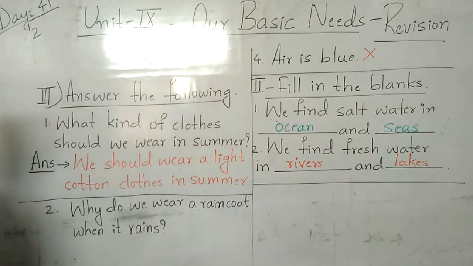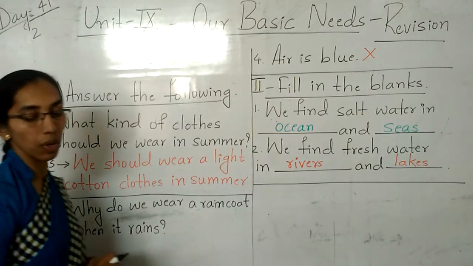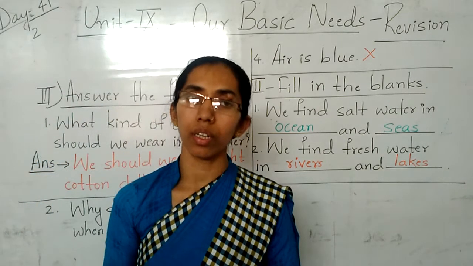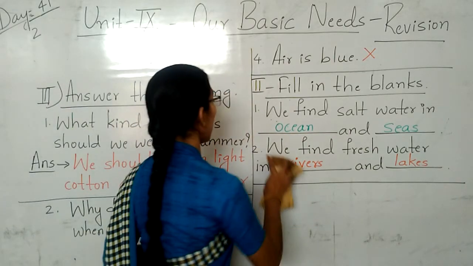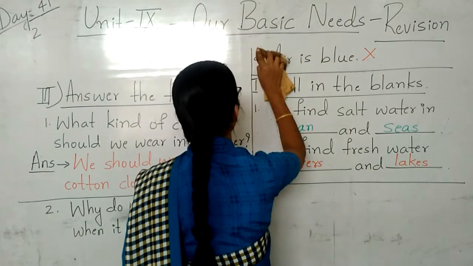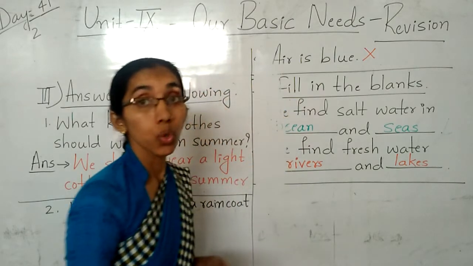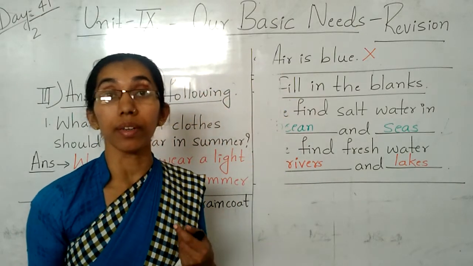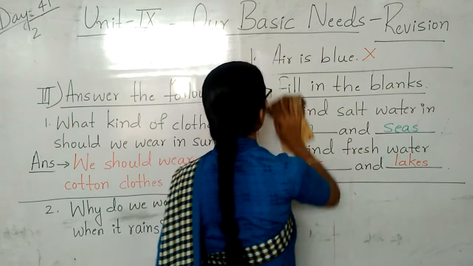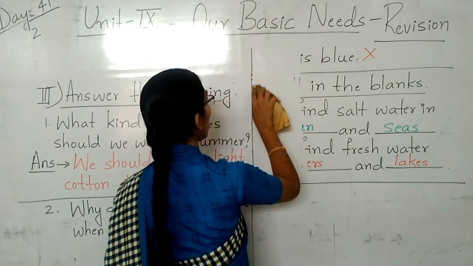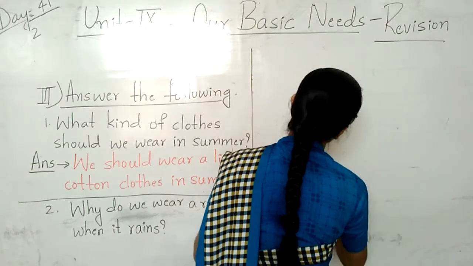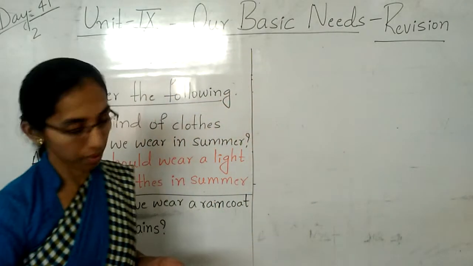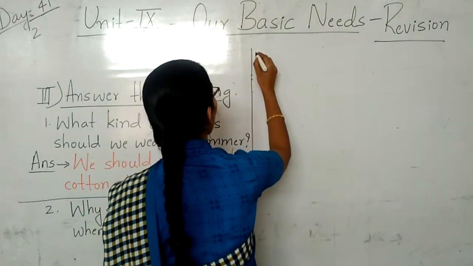Why do we wear a raincoat when it rains, children? Tell me, if it is heavy rainfall outside. Yes, to keep your body dry from the rain, you will wear the raincoat. You will use the umbrella. You will wear the jerkin. Yes or no? Yes. So answer.